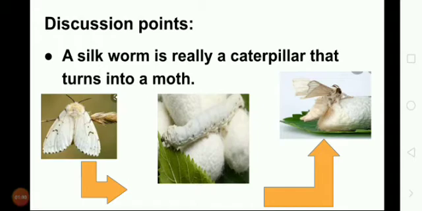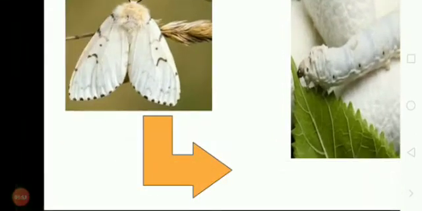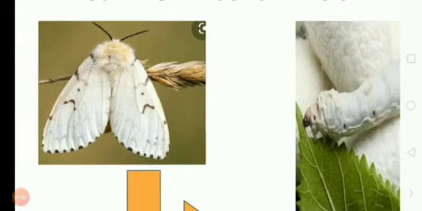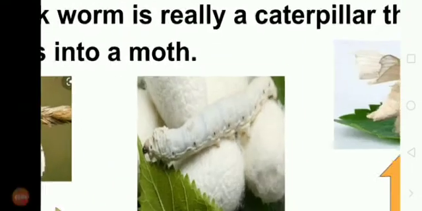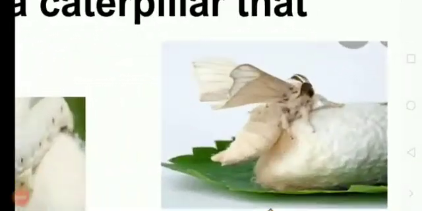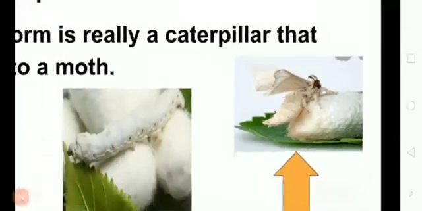Moth, I'm sure you have an idea about moths. You have seen them in your homes. It is a brownish colored type of butterfly, but it actually is not a butterfly. So you can see here, this is a moth. This is how the moth is, and it lays eggs on the leaves, and then the caterpillar comes out of those eggs, and later on it will convert itself back into a moth.